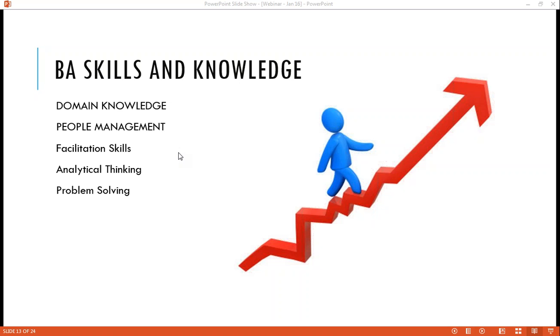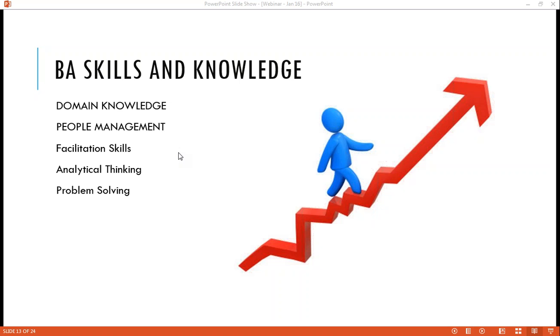Always remember what is in the best interest of the project, because that is with you. As a BA, you are the owner of maintaining that balance between the dev team and the testing team to make sure that the project is not suffering. Okay.